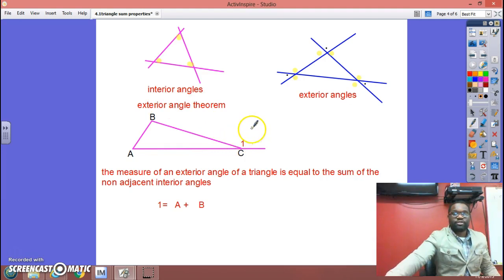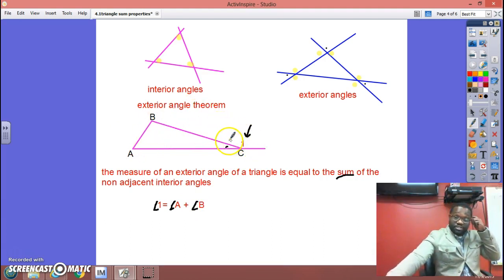Now we talked about exterior angles. So angle 1 here is an exterior angle. The exterior angle theorem says the measure of an exterior angle of a triangle is equal to the sum of the non-adjacent interior angles. So here's the adjacent one. This one can't play. It said non-adjacent. The ones that are non-adjacent are A and B. So what this says is angle 1 is equal to angle A plus angle B. So the angles furthest away from the exterior angle, not the one right next to it, you add those two together and it equals this particular angle right here.